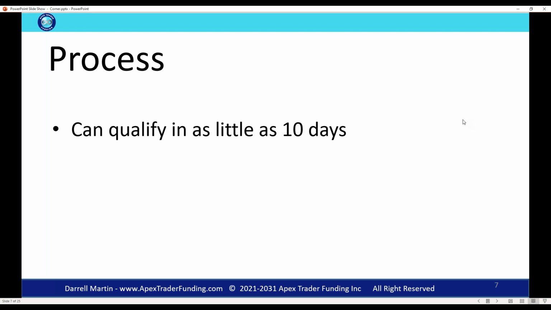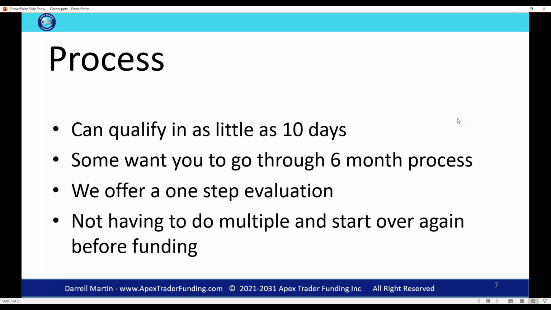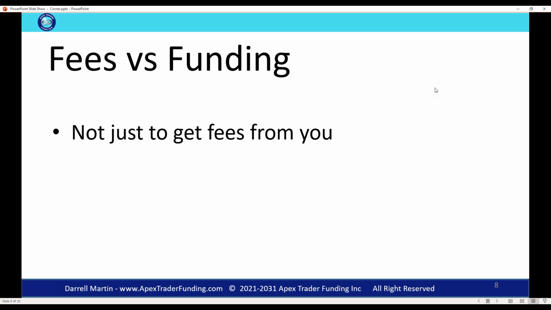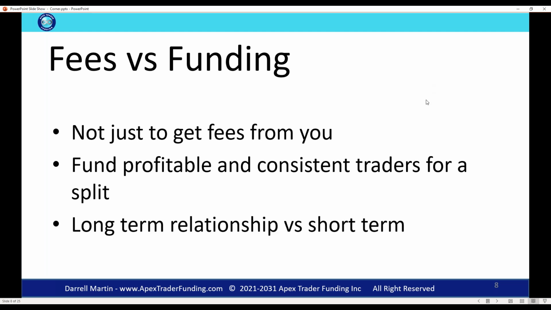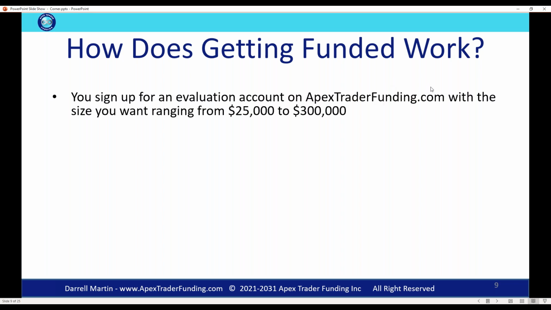So what is the process? Well, again, like I said, you can qualify in as little as 10 days. You don't have to go through months and months of processes. It's a one-step evaluation. You don't have to do multiple things and start over again, okay? So it's kind of what I was saying earlier, fees versus funding, okay? Yes, we charge fees for our service. Yes, we charge fees for the evaluation, but our rules are simple. Traders can actually get funded. We can actually do profit splits, and it's a win-win all around. It's not hard, complicated rules with no possible way of you ever passing, and we just want to get more and more fees from you, okay? That's the difference of a long-term relationship versus a short-term relationship, okay?